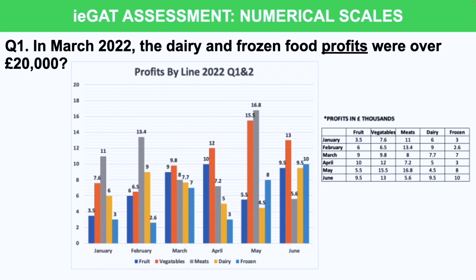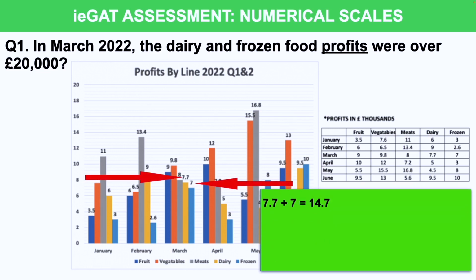In March 2022, the dairy and frozen food profits were over £20,000. To ascertain this, we only need to make a quick calculation. It looks way more intimidating than it actually is, and that's because there's so much data and information here. We can see in the graph here that in March, the dairy department had a profit of 7.7 and a frozen profit of 7. That just means we need to do 7.7 plus 7, which gives us 14.7.